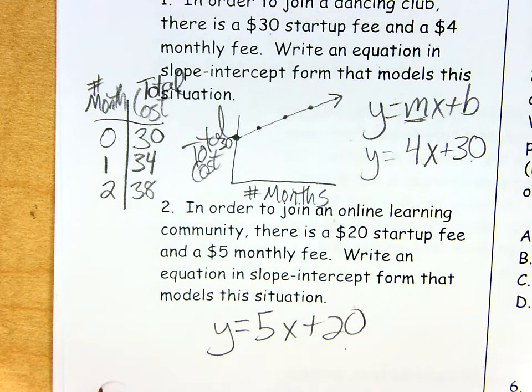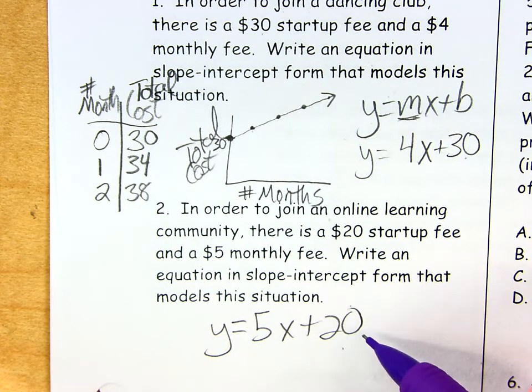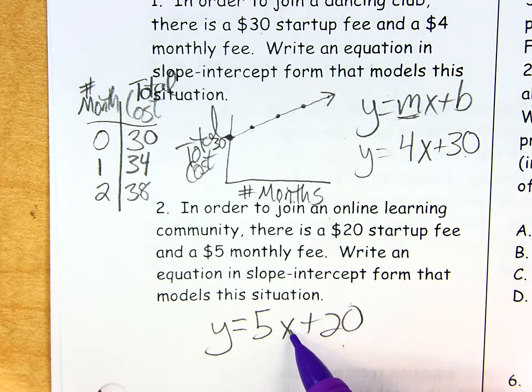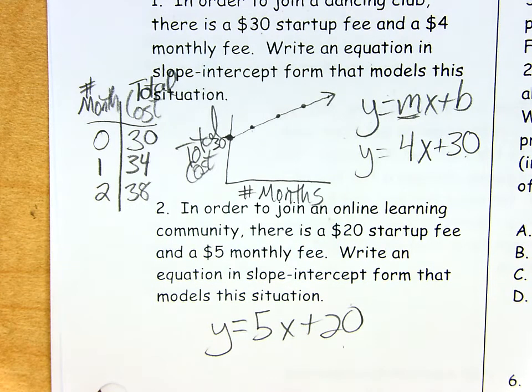So, guys, what's so neat about this is that you can plug in a value for x if you want. Say I've been a member of this community for 6 months. How much have I spent on this online learning community after 6 months? $50. Because I just pop in a 6, and I get 30 plus 20, $50.